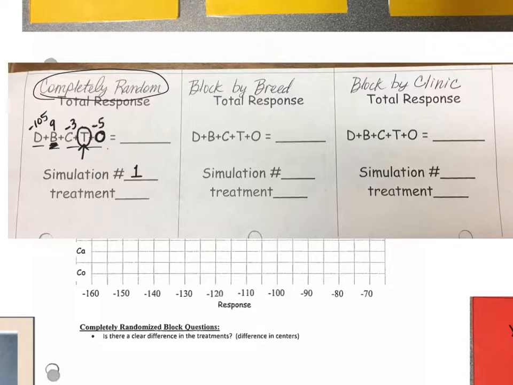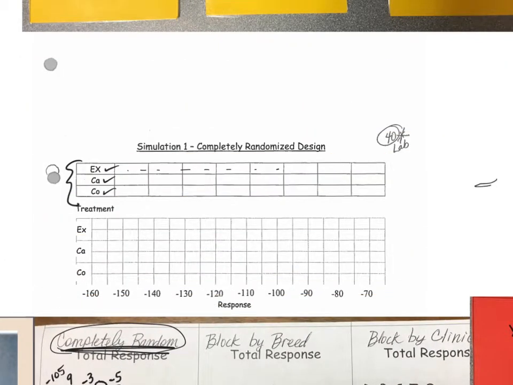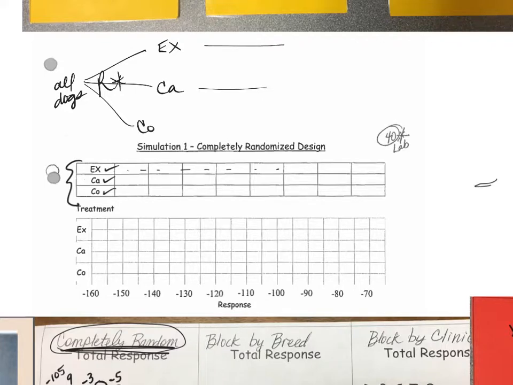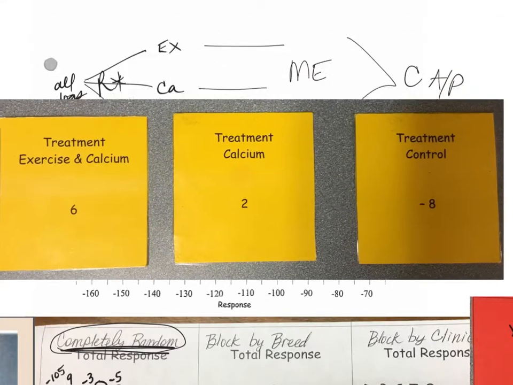So let's recall that in a completely randomized experiment, we have a situation like this. We have all the dogs, and then you straight up randomly assign, with a simple random sample, to the treatment groups. You're going to get either exercise and calcium, the calcium, or the control. And then you'll measure each dog, and then you will compare the average or the proportion. And here's what the treatment cards look like.